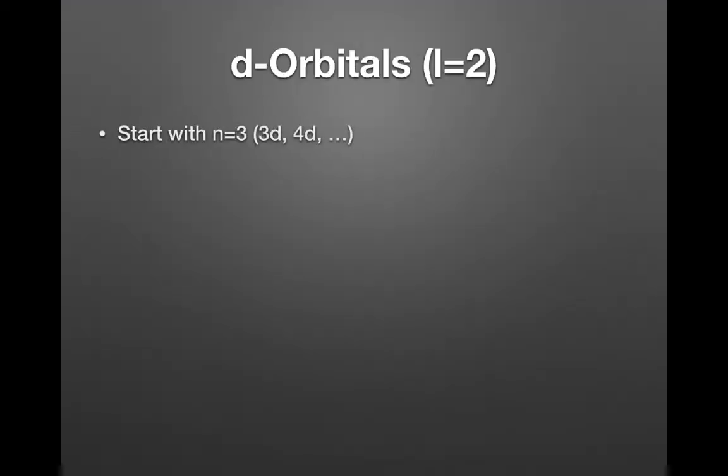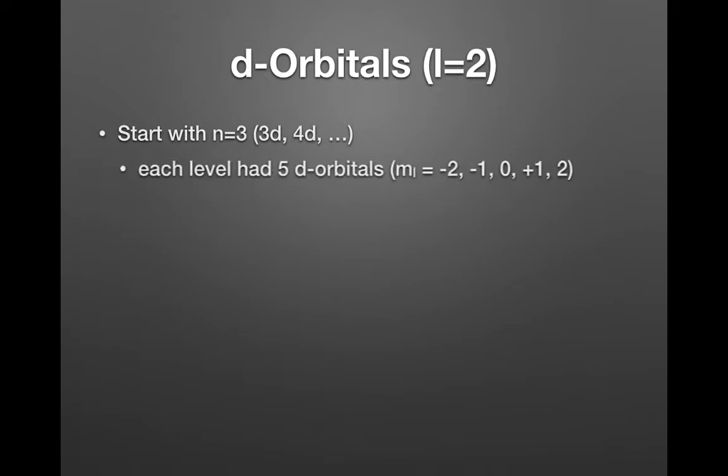So we finished off the last lecture talking about p orbitals, and so we want to talk about d orbitals here. And d orbitals have an L value equal to 2, and these start when you have an n equal to 3. And so your d orbitals start with a 3d and then go on to 4d and 5d. There's no such thing as a 1d orbital or a 2d orbital.